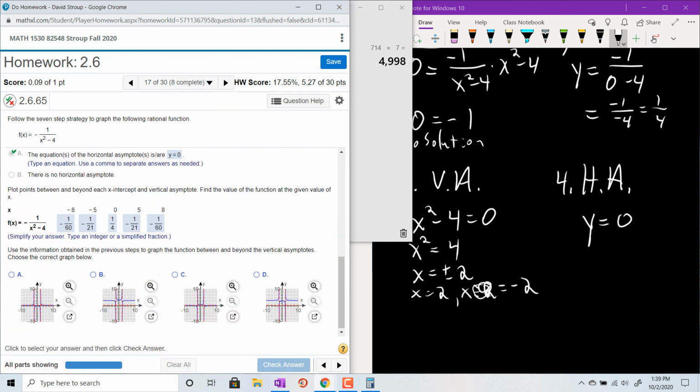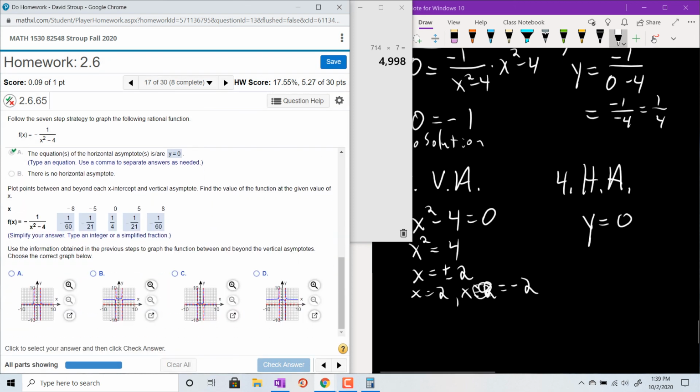And then they probably want a graph. Okay, there's two vertical asymptotes, right? At 2 and negative 2. So if your graph does not have that, okay, so they all have 2 and negative 2. Okay, whatever. Horizontal at 0, so we could throw out B and D. Neither of those will work because of the horizontal asymptote. So it's either A or C.